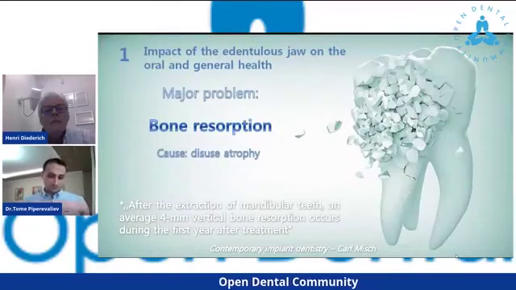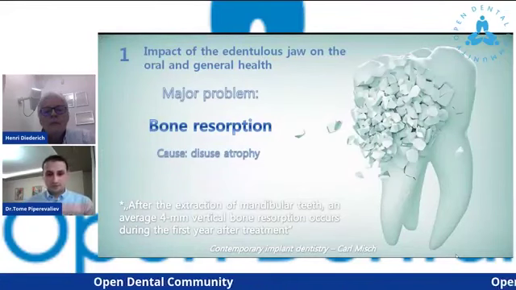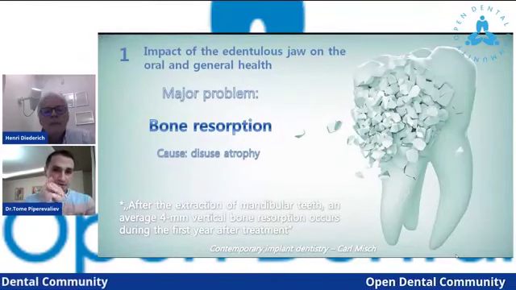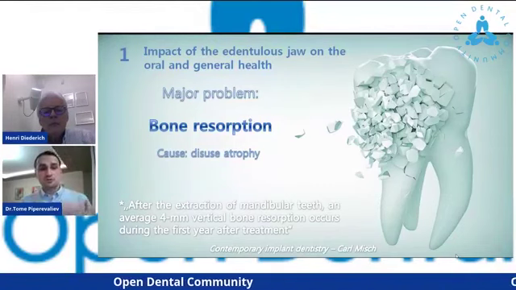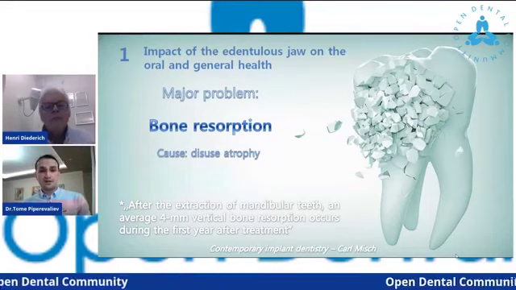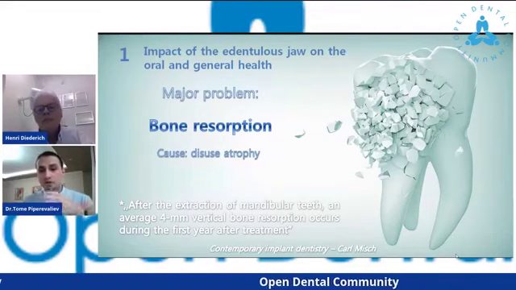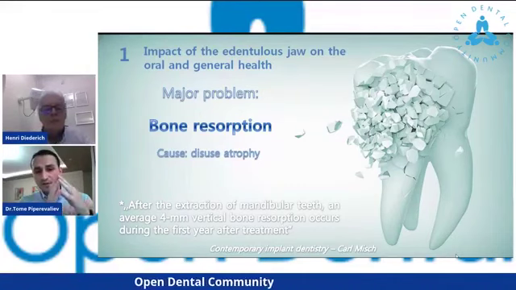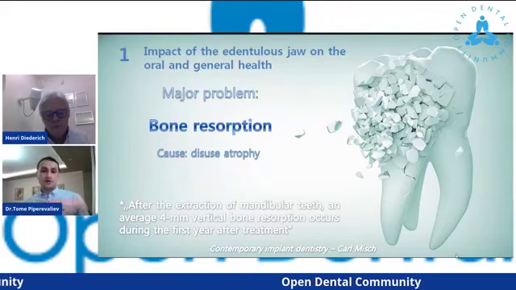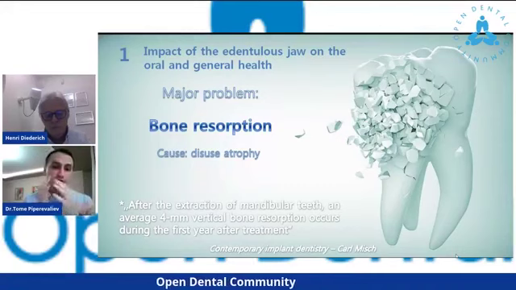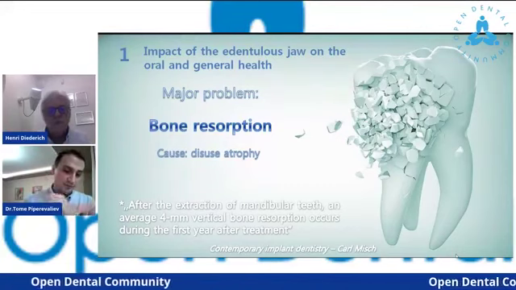The major problem that our patients and we as doctors are facing in edentulism is bone resorption, as a result of disuse atrophy. In the book of Carl Misch, we can find interesting information that after extraction of the mandibular teeth, we are losing around 4 millimeters of bone during the first year after the treatment.